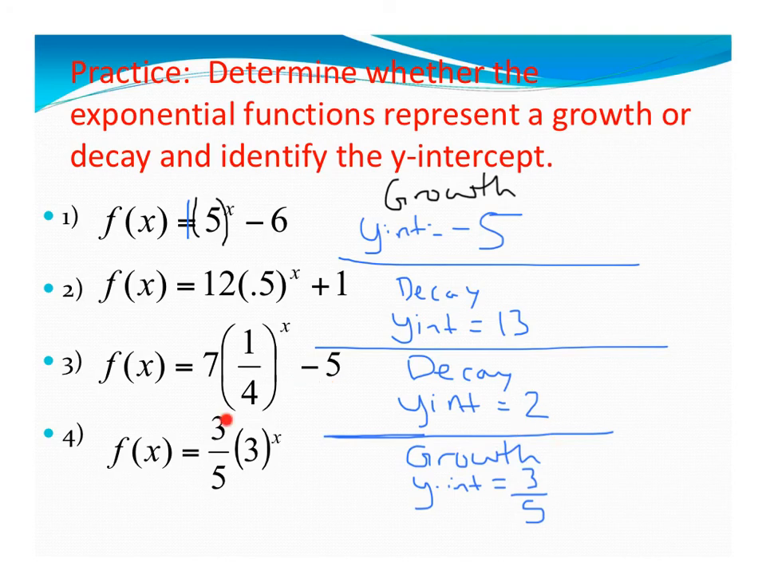Last one, out in front it's 3/5, but remember for growth or decay we're looking inside the parentheses. That's a 3, so it's growth. And out in front we have the 3/5, which is our y-intercept, 3/5. So we have nothing added or subtracted over here at the end.